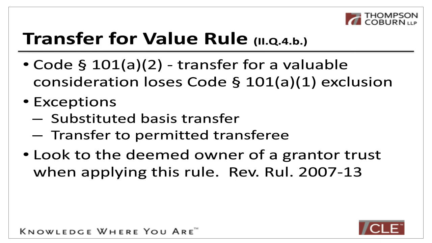Now, there are two exceptions to this rule. If you have a transfer for value and it's a substituted basis transfer or a transfer to a permitted transferee, then you're okay. You still get to protect the death benefit from income taxation. That's the general rule that we've had for many, many years until the end of 2017.